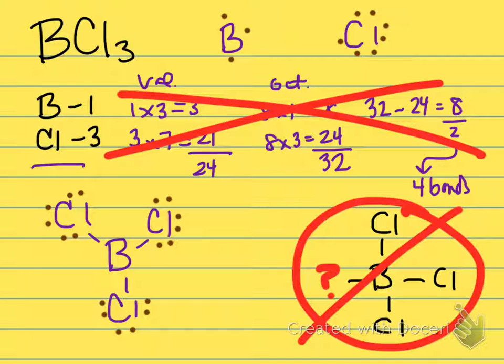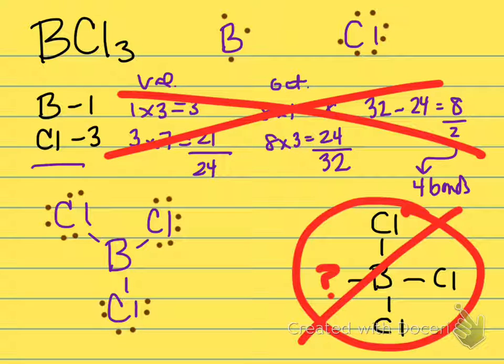Now, we can do some testing to determine if this is the actual structure or not, but that's a little bit beyond the scope of a high school general chemistry class. So, we kind of accept this. If you're interested in learning how to prove structures as most likely or least likely using formal charges, ask me. Maybe I'll make a tutorial on that.